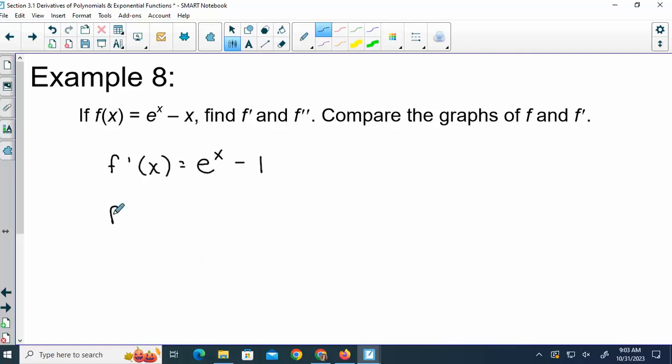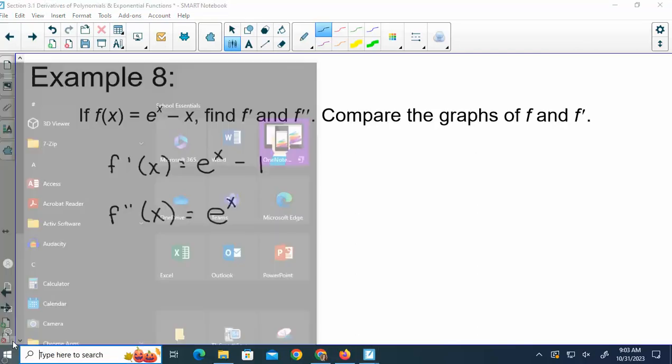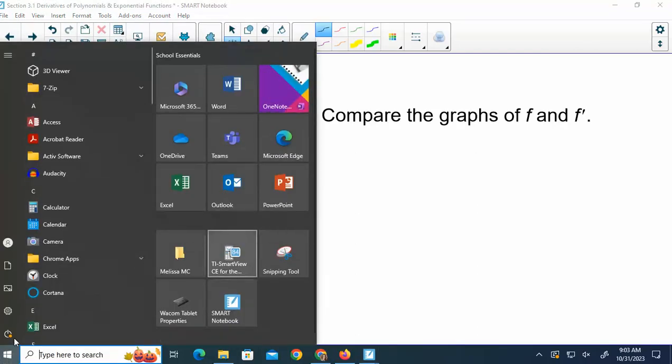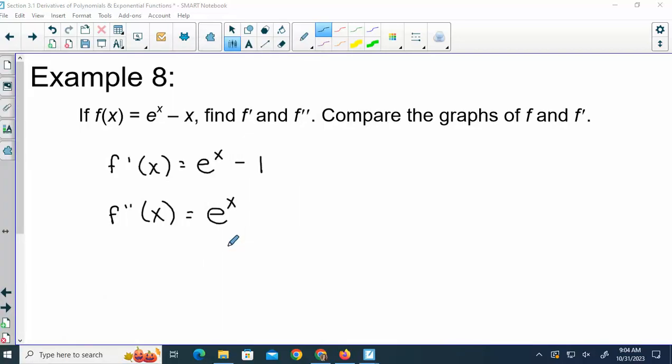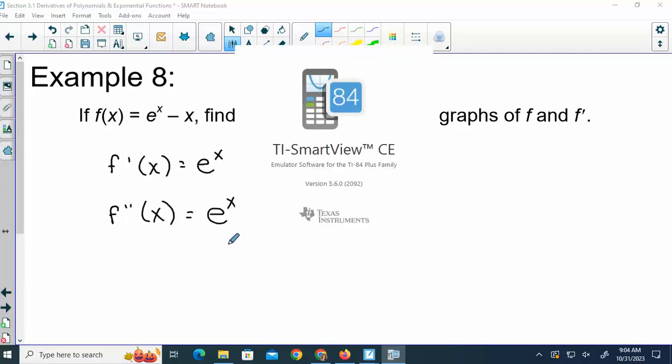Okay, second derivative. What is the derivative of e to the x? Minus, what's the derivative of 1? 0. What would every derivative after this be? E to the x. Okay, I asked you to compare the graphs just so we can kind of see what these look like and what we know about our derivatives.